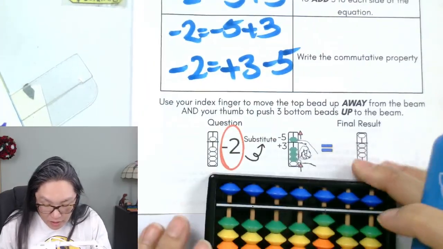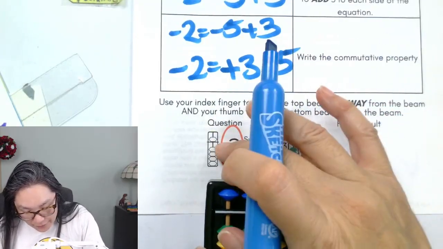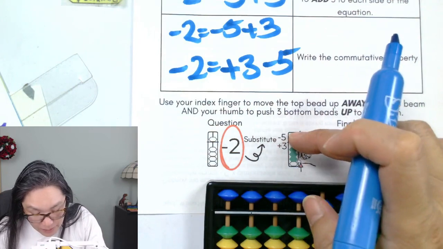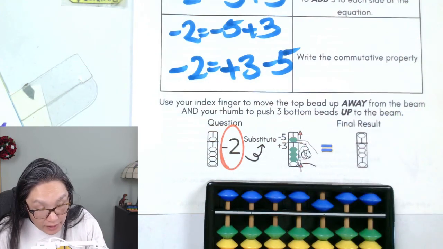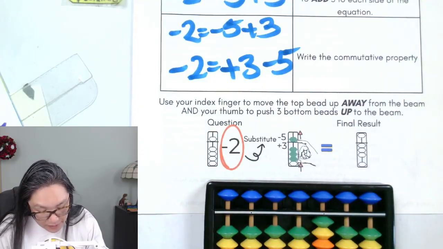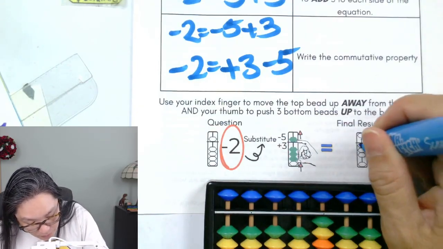So again, our question is 5 and then minus 2. When I minus the 2, there's not enough. So I need to substitute minus the 5 plus the 3. So I'm substituting minus the 5 plus the 3, and I move it up together. And my final answer is 3. 1, 2, 3.